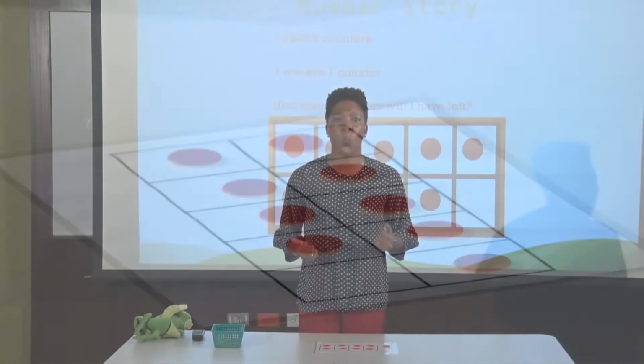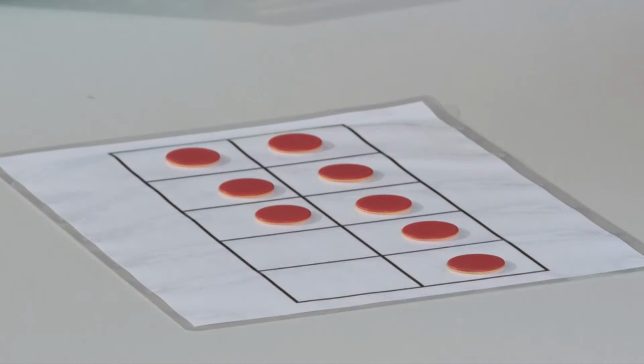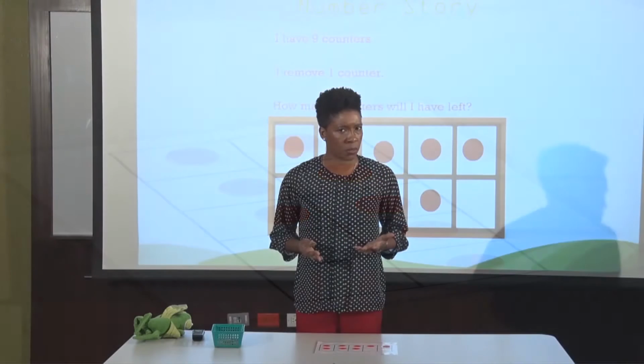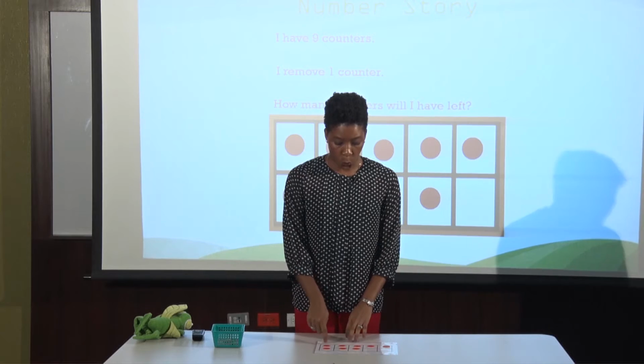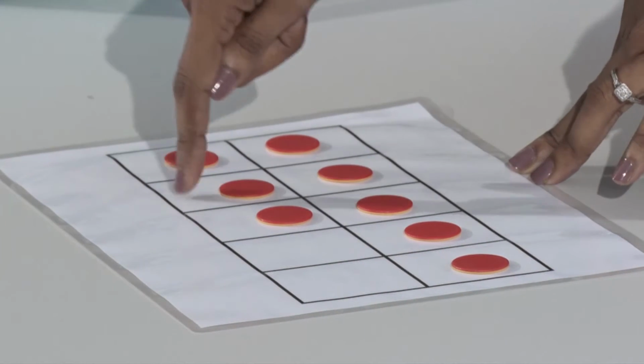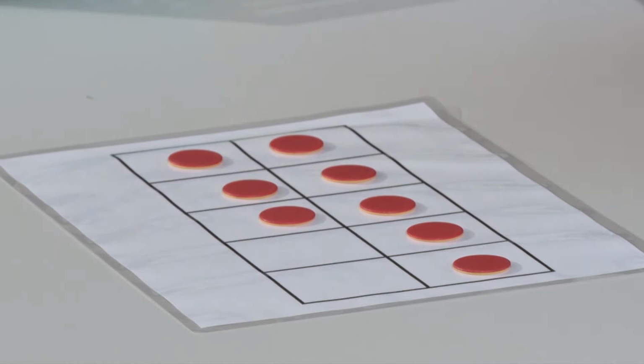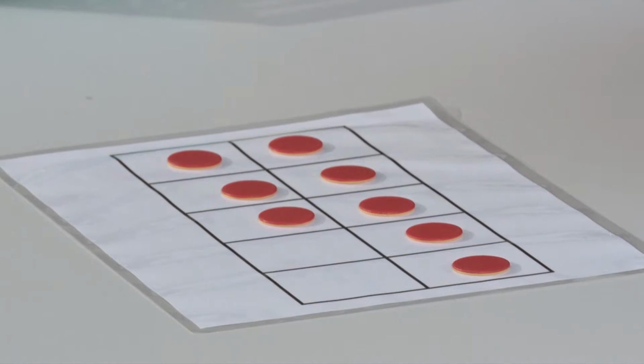I remove 1 of my counters. How many counters are left? Well, I count. 1, 2, 3, 4, 5, 6, 7, 8. 9 take away 1 equals 8.